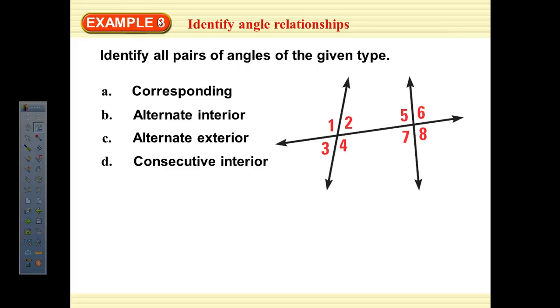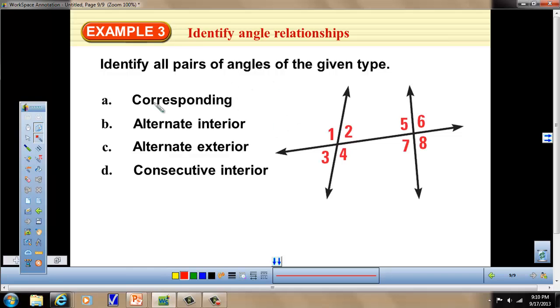We're looking at angle relationships in this video. We're going to look at corresponding angles, alternate interior angles, alternate exterior angles, and consecutive interior angles. So I'll briefly describe each of them as we go through. For the first one, corresponding angles.